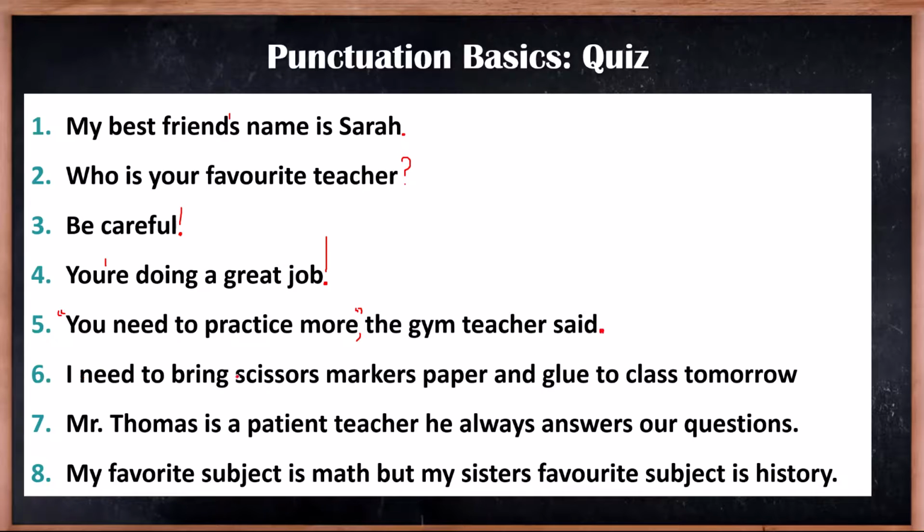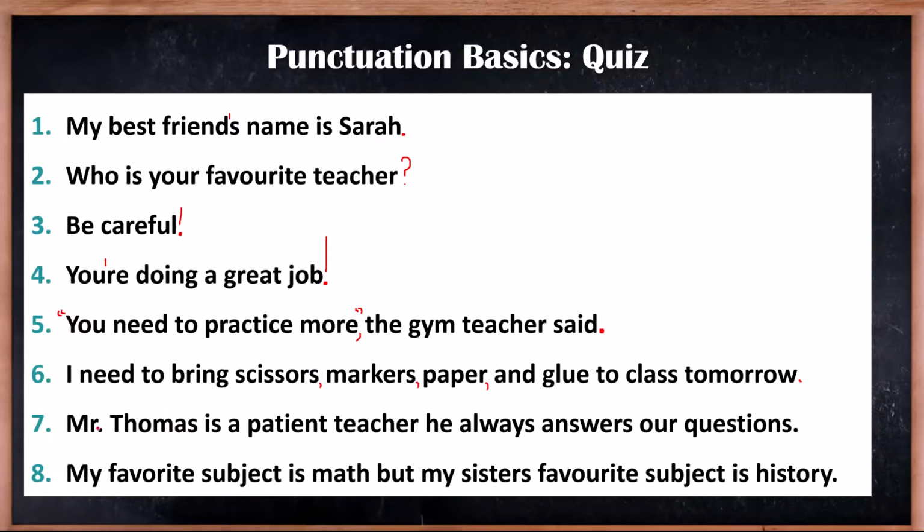Number 6, I need to bring scissors, comma, markers, comma, paper, comma, and glue to class tomorrow, period. Now the comma after paper and before and is the Oxford comma, so that is optional. You might choose to use it or not use it. But here we have to use commas because we have a list of more than 3 items.